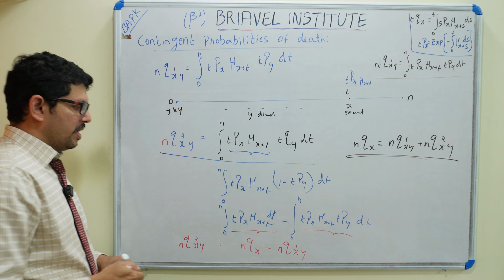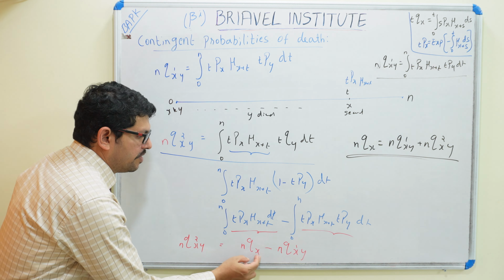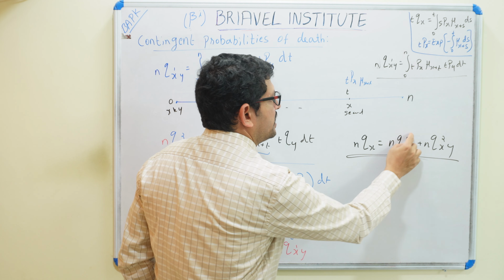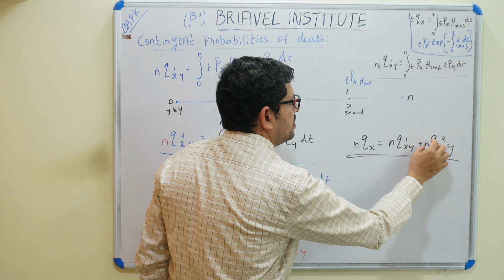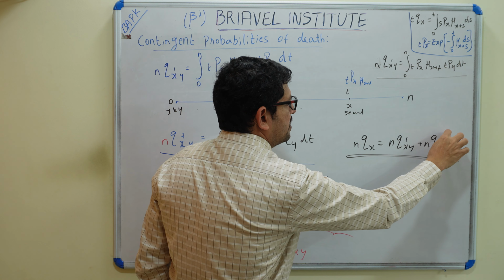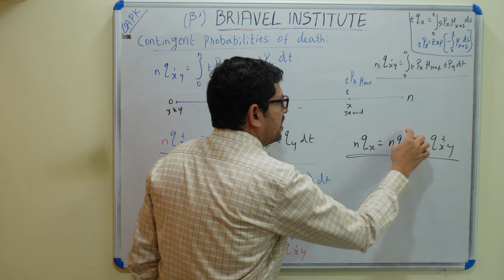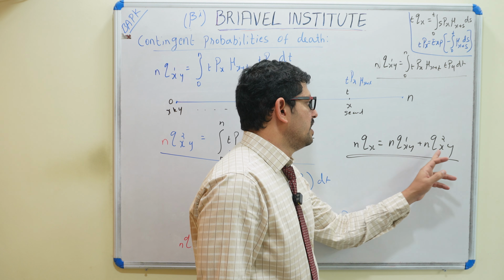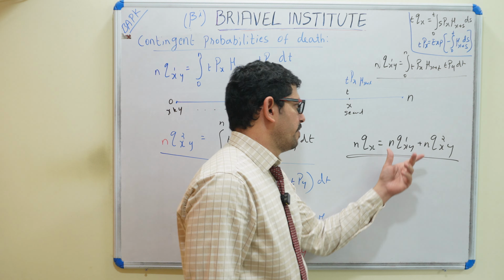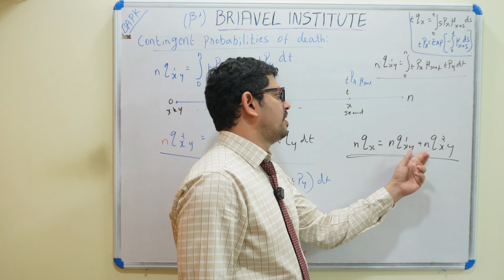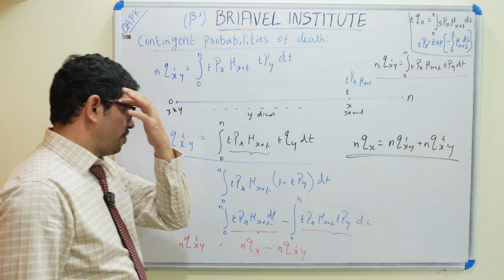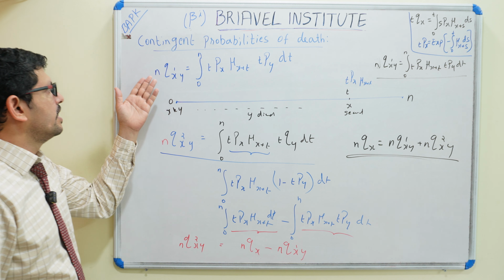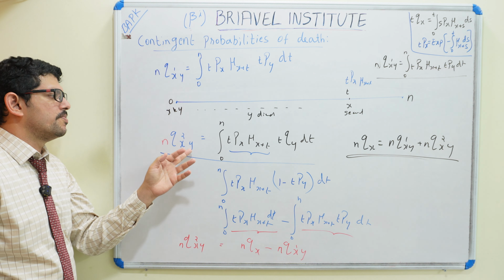Now you see, this one is taken to the side. So nQx we get: nQx is equal to the first-death case plus the second-death case. Here x is dying in the first case, first x has died. In this case x dies first, in this case x dies second. So we can write nQx is equal to nQx1y plus nQx2y. So hope you understood these two topics, nQx1y and nQx2y.